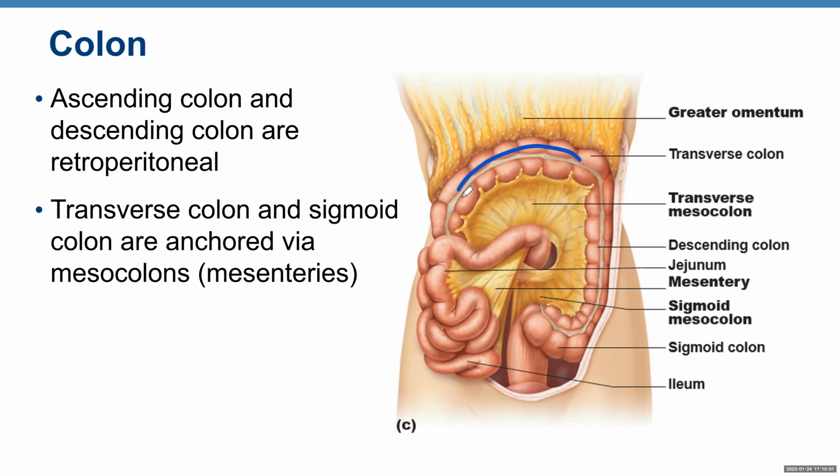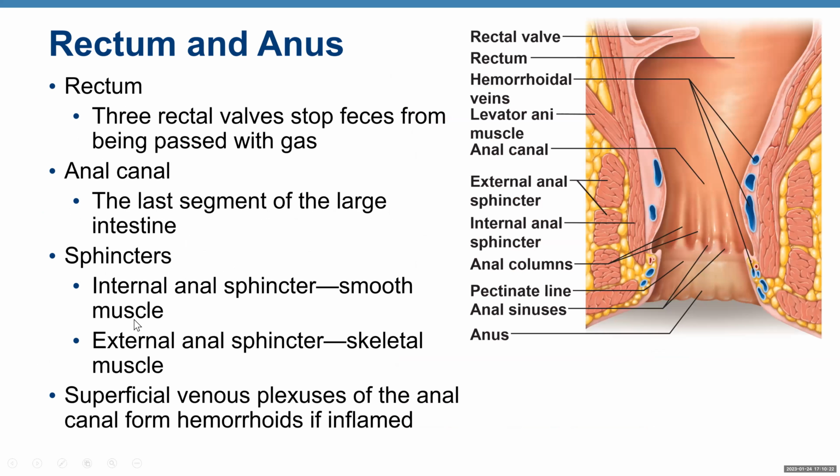Now, the transverse and sigmoid colon are anchored via mesocolon. So here's the transverse colon, and this is our mesocolon. And this is the sigmoid colon and sigmoid mesocolon. Now this is the small intestine, and the small intestine is attached to the wall by mesentery. The rectum has 3 rectal valves that stop feces from being passed with gas. So here's the rectum, and that's our rectal valve shown over here. Then the anal canal, that is the last segment of the large intestine. So here's the anal canal.